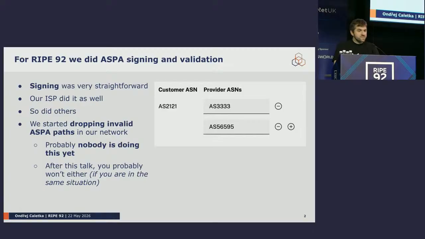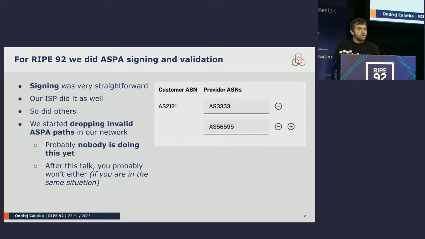First of all, we created our ASPA object for the autonomous system that we use here, 2121. It was very straightforward. I think it was actually the very first ASPA object that our RPKI portal created when it went live in November last year. Other ISPs started signing their ASPAs as well. We of course also started dropping invalid ASPA paths in our network, because that's what you are supposed to use ASPA for. This is something that almost nobody is doing, because the support in big router vendors is not very good or virtually non-existent.